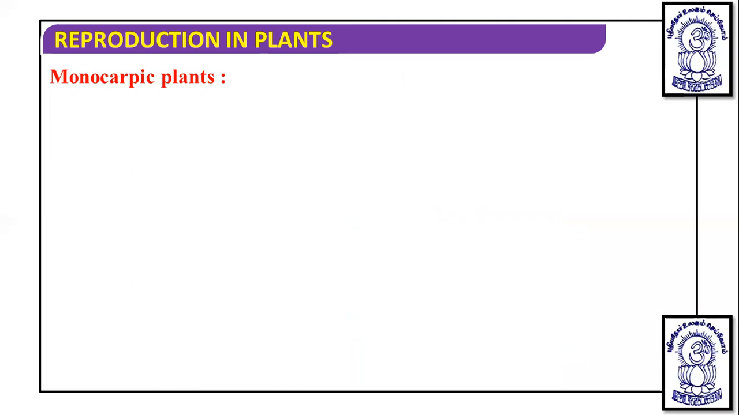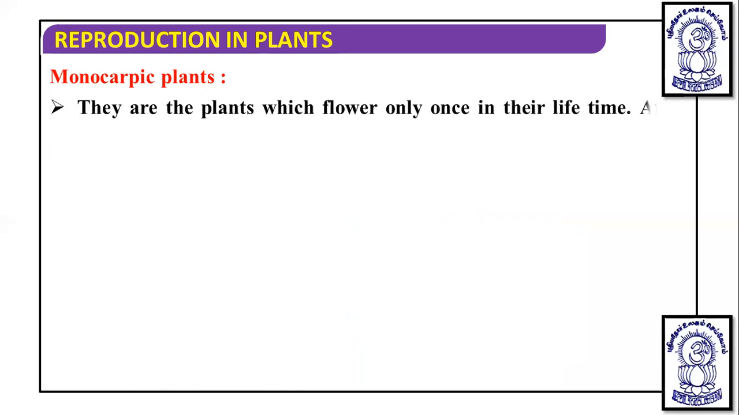Monocarpic plants are those plants which flower only once in their life. They flower only once in their lifetime. After flowering, this flower helps to develop the fruit, and after formation of fruit, that plant is going to die. Okay, so only single-time flowering occurs in a whole lifespan in case of monocarpic.